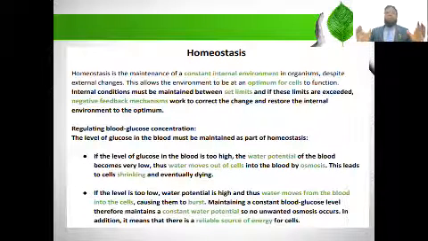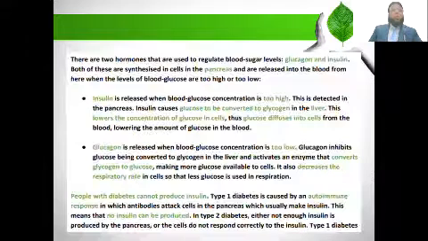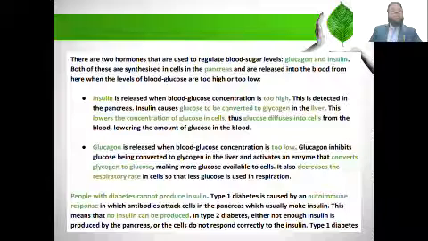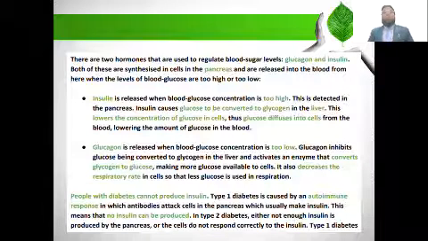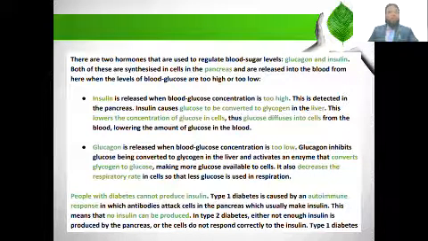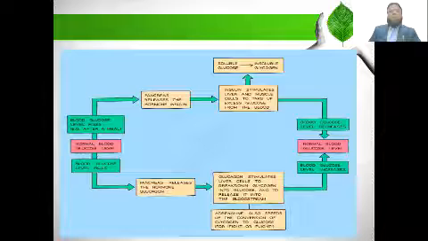Maintenance of sugar, maintenance of temperature, maintenance of water, maintenance of minerals in the body is called homeostasis. So now come to another topic here. There are two hormones that are used to regulate the blood sugar level, as we already have discussed: glucagon and insulin, and how they work.